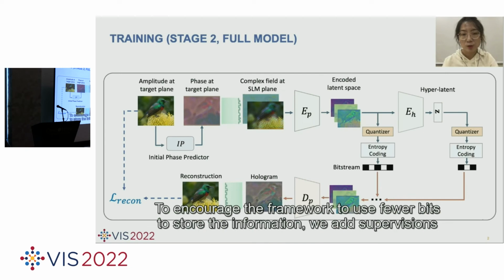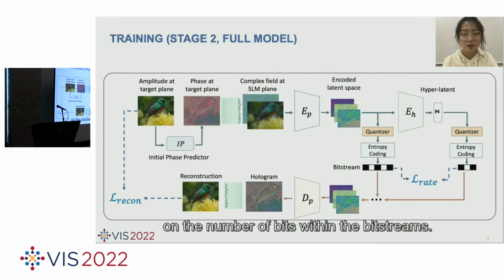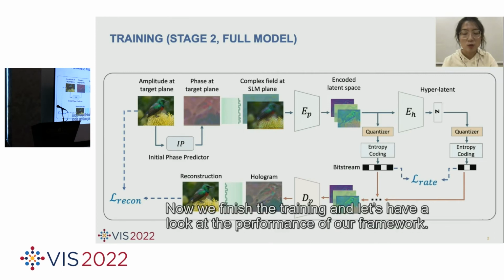We encourage the framework to use fewer bits to store the information. We add supervision on the number of bits within the bit streams. Now we have finished the training, and let's have a look at the performance of our framework.